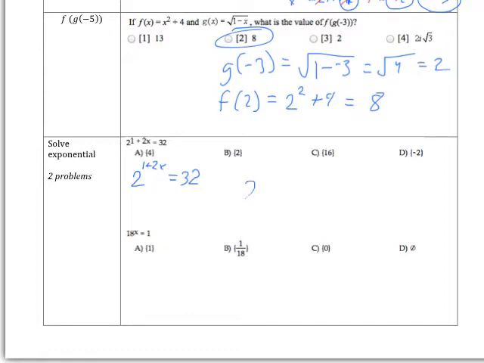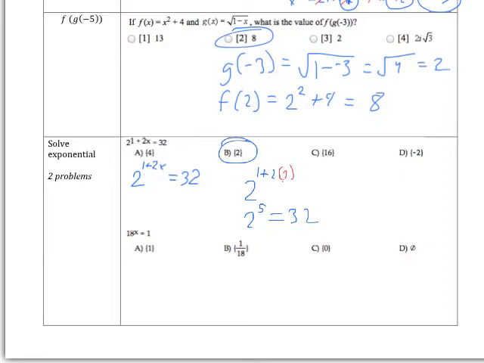If I do 2 times 1 plus 2 times 2, that gives me 2 to the 5th power, which is totally equal to 32. So rather than try to solve it and use logarithms and such, it might be best just to use your answer choices given.